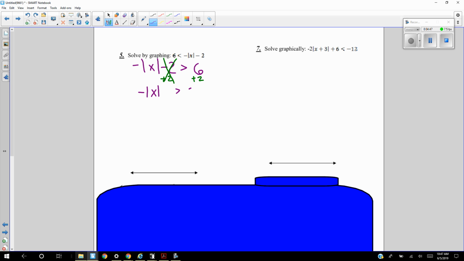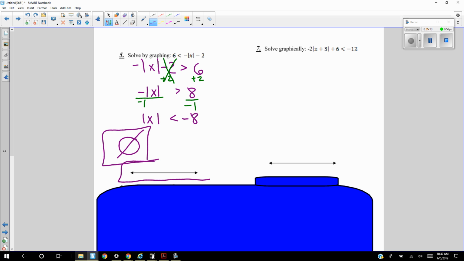And you'll notice we need to divide both sides by a negative number. So think to yourself, what happens when you divide or multiply both sides by a negative number? Inequality symbol flips. Absolute value cannot be less than a negative number. So that's our answer. We leave an empty graph.